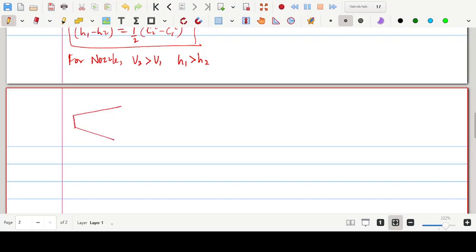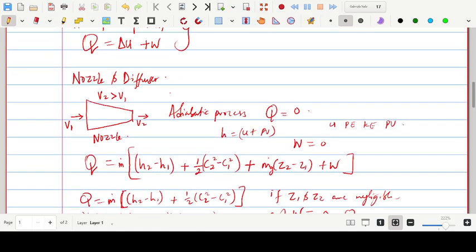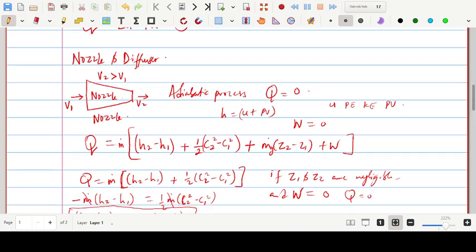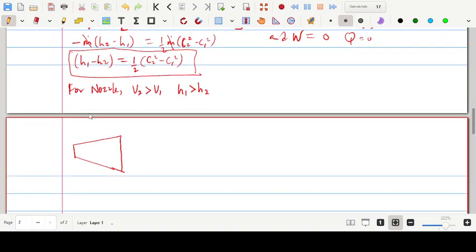This is the diagram now. You can see that for the nozzle, its cross-sectional area decreases, but for the diffuser, the cross-sectional area increases. This is a diffuser. Is that okay? This is your inlet, this is V1, and this is your outlet, then this is V2.